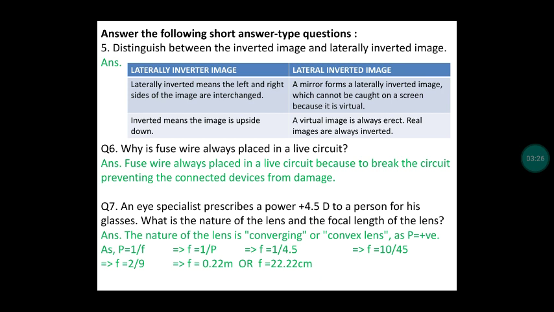So after doing the calculation we will get F equal to 10 by 45. If we cancel out we will get F equal to 2 by 9, which will be 0.22 meter, or 22.22 centimeter focal length.